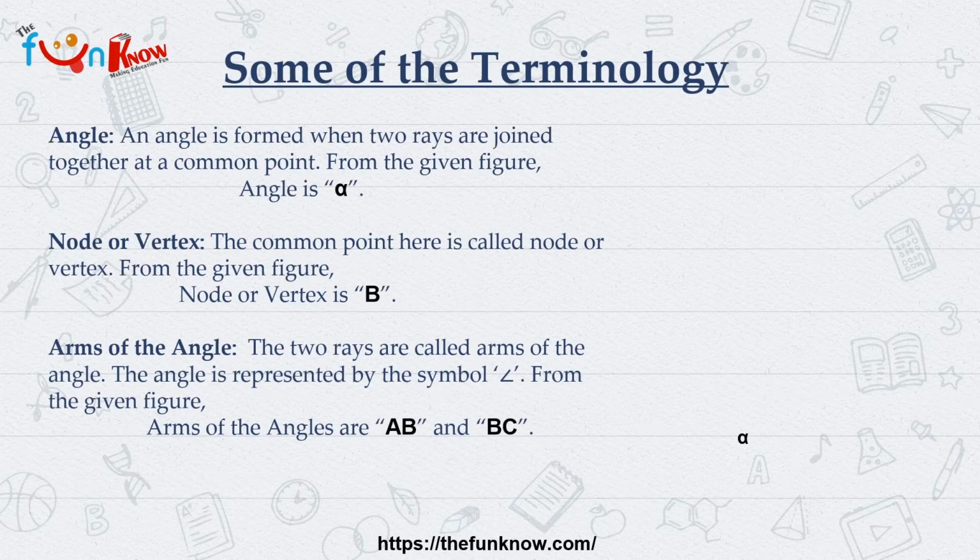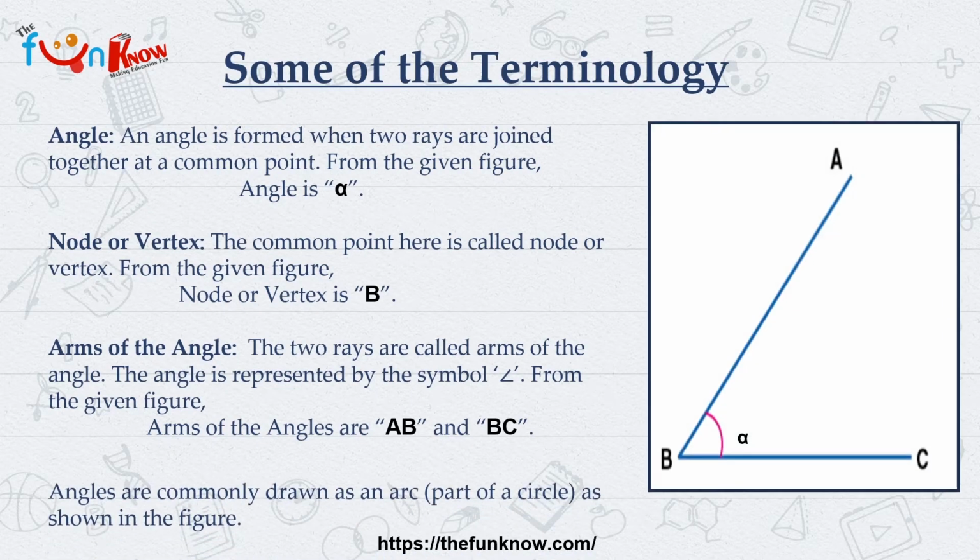Some terminologies for angles are: first term is the angle itself. An angle is formed when two rays are joined together with a common point. We have studied just now, students, when there are two rays and they have a common point, then it is known as an angle. As we can see in the figure, consider two rays: AB is one ray and BC is another ray. When these two rays AB and BC meet at one point, the angle which is formed over here is known as the angle. So here they have given alpha as the angle.